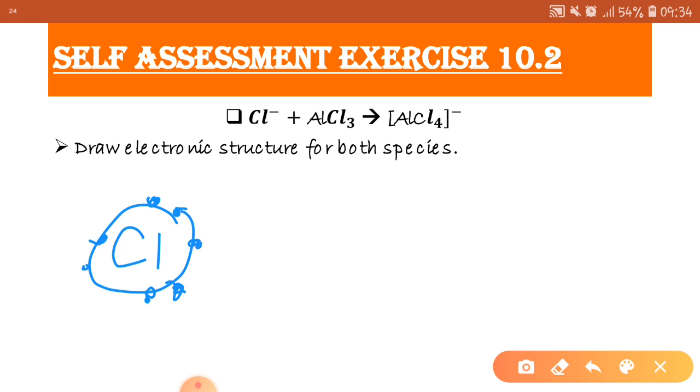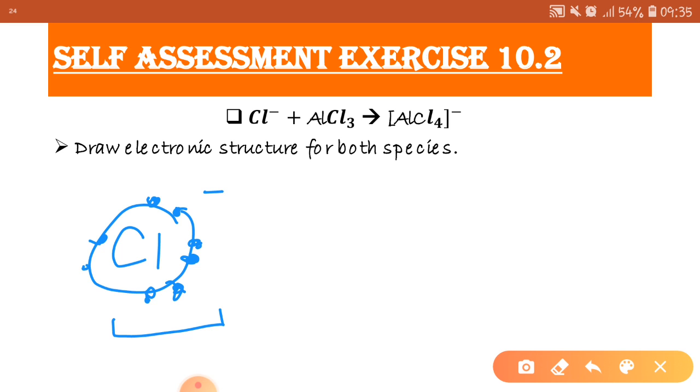Now you may see here that there is a negative charge on the chloride ion. That negative charge means that an additional electron is present in the valence shell of the chlorine atom, so with that additional electron, the chloride ion has a complete octet. Since there is more than one unshared electron pair and there is a negative charge, this electronic structure suggests that chloride ion is working as a Lewis base here.